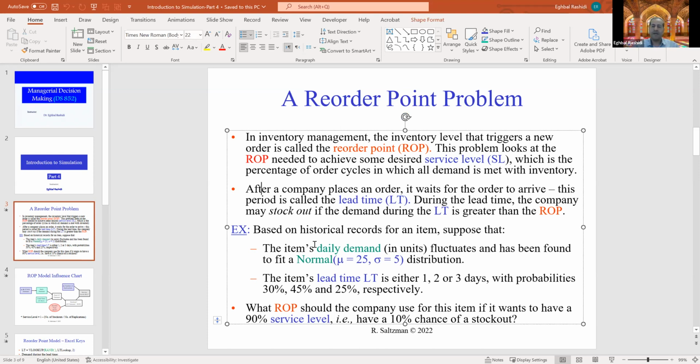So we have two sources of uncertainty here. We have the daily demand, which we assume in this example follows a normal distribution with an average of 25 and a standard deviation of 5. And we also have the lead time, which is also random. So we assume that here it follows a made up discrete distribution. The lead time can take 1, 2, or 3 days with a probability of 30%, 45%, and 25%. So the question is, what should the reorder point be so that the company would have a 90% service level or 10% chance of stocking out?